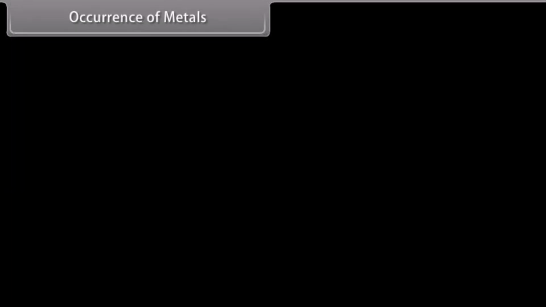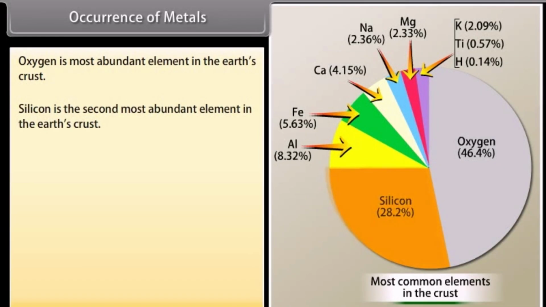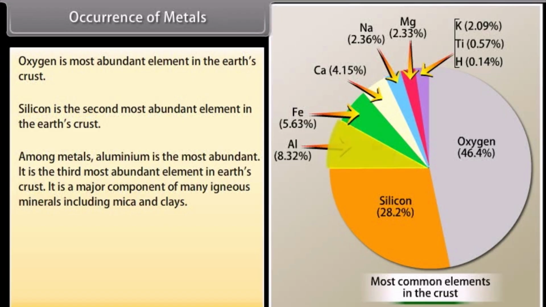Occurrence of metals. Oxygen is the most abundant element in the Earth's crust. Silicon is the second most abundant element in the Earth's crust. Among metals, aluminium is the most abundant. It is the third most abundant element in Earth's crust. It is a major component of many igneous minerals, including mica and clay. Many gemstones are impure forms of Al2O3, and the impurities range from chromium to copper.